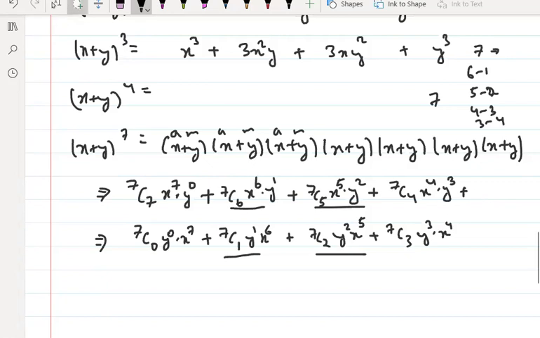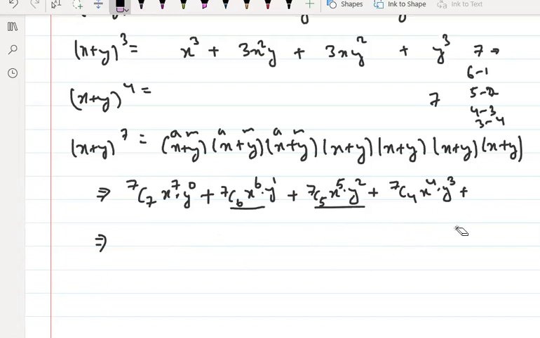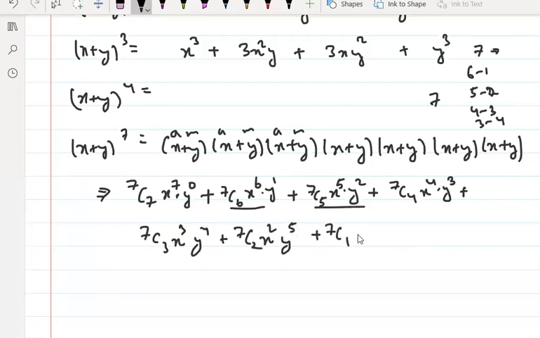Okay. I'll just rub this one so that I can have space. So after this, I will write 7c3 x to the power 3 y to the power 4 plus 7c2 x to the power 2 y to the power 5 plus 7c1 x to the power 1 y to the power 6 plus 7c0 x to the power 0 y to the power 7. See how many terms? 8 terms. Yes or no?